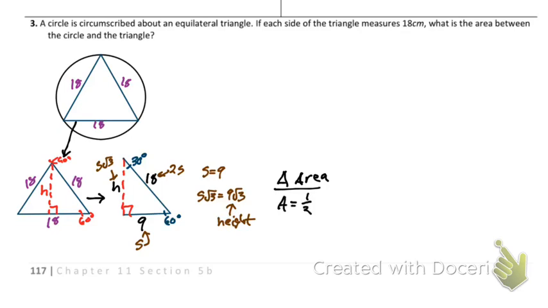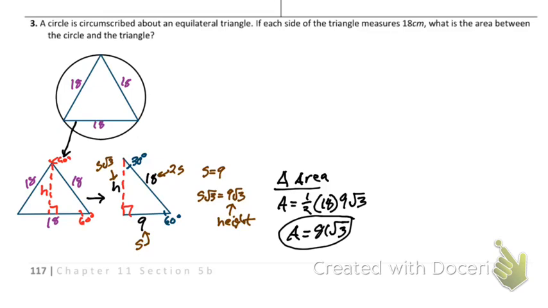Our base on this one would be 18, and our height is 9 square root of 3. Half of 18 is 9. 9 times 9, so the area of our triangle equals 81 square root of 3. Cool, that's important. That's half. I think it was Leon. No, it was CC. CC, you told me it was circle minus triangle, right? So now we have a triangle area.